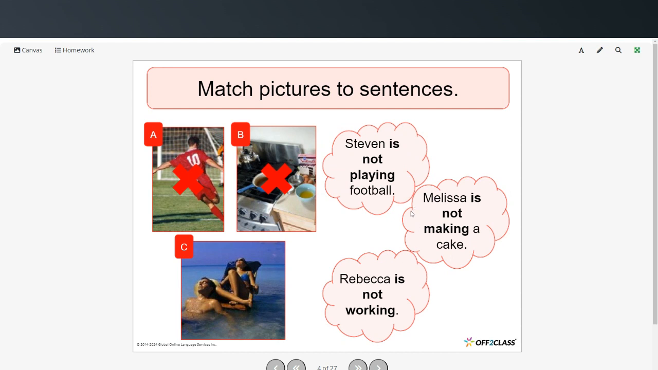Now we're going to match these pictures to the sentences. Stephen is not playing football. We have the X through the playing football, which means not. Melissa is not making a cake. And Rebecca is not working.